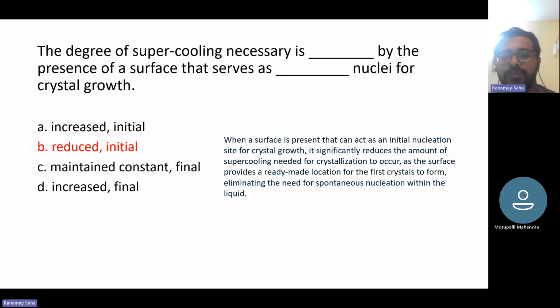So when a surface is present that can act as an initial nucleation site for crystal growth, it significantly reduces the amount of supercooling needed for crystallization to occur. You already have an automatic formation of the first nucleation site, so you don't actually need to increase the supercooling degree here. The degree of supercooling is reduced by the presence of a surface that serves as an initial nucleus for crystal growth.